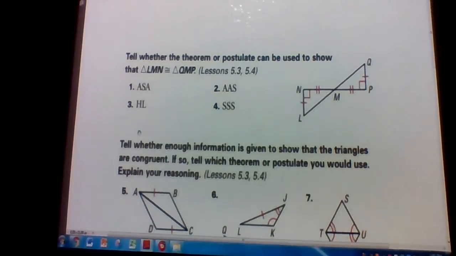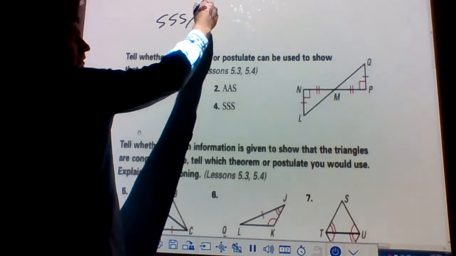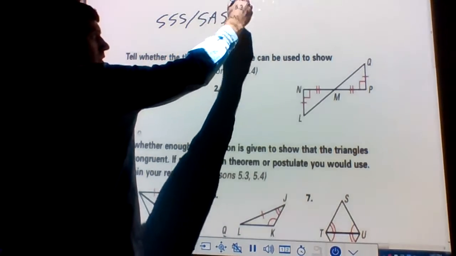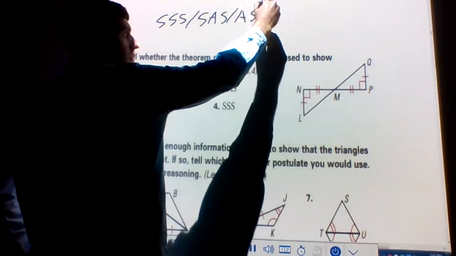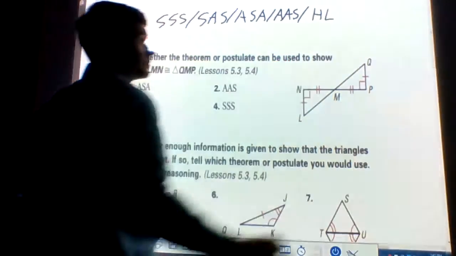All right, this is the assignment from in class on Monday, December 2nd. So the first 10 problems are kind of just reviewing all of what we've done so far with triangle congruence. So we have 5 ways to show triangles are congruent: side, side, side; side, angle, side; angle, side, angle; angle, angle, side; and hypotenuse leg.